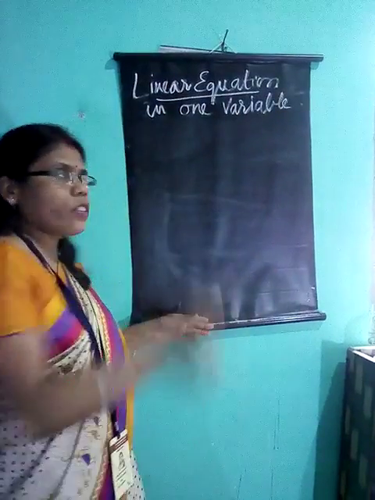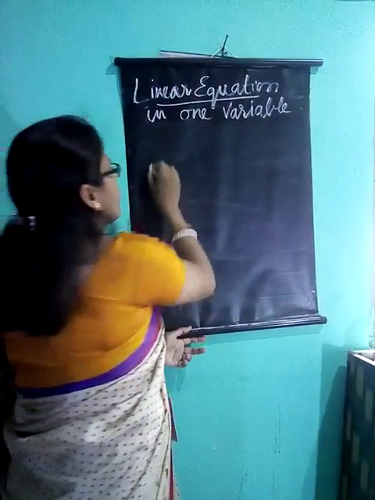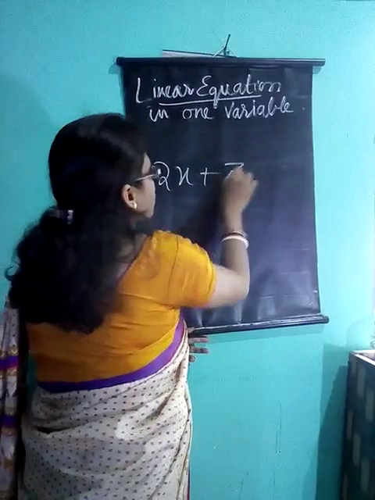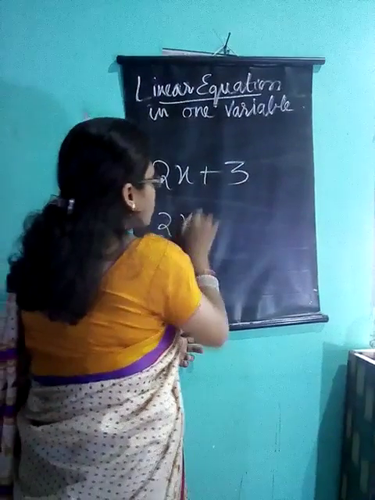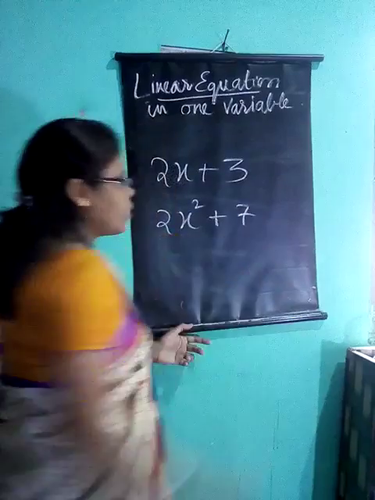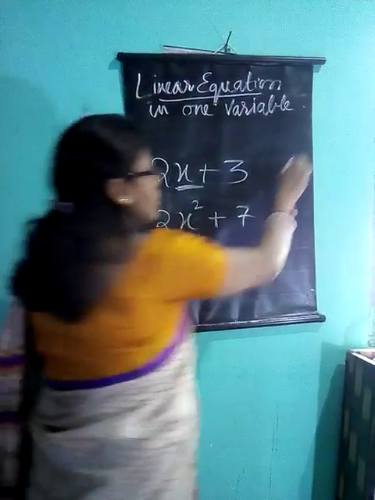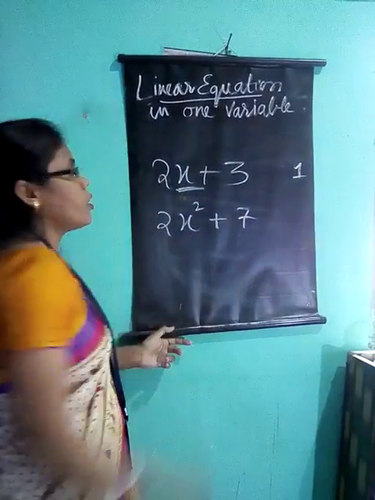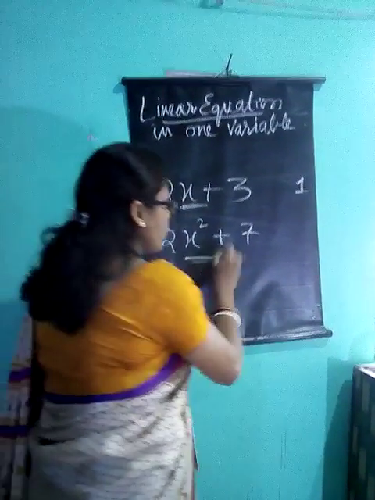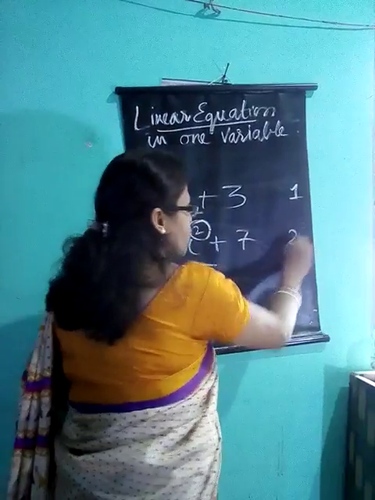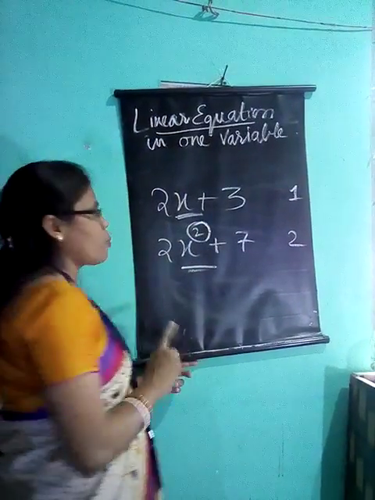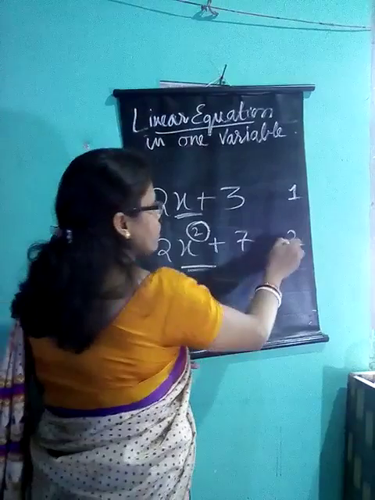Now linear equation. Now you came to know the term linear equation. It is 2x plus 3. You can have 2x square plus 7. Now here, what is the degree of this? It is 1. Degree of this expression is 1. Here the degree of this expression is 2. Degree is actually the highest power. So here the power is 2. So the degree is 2.